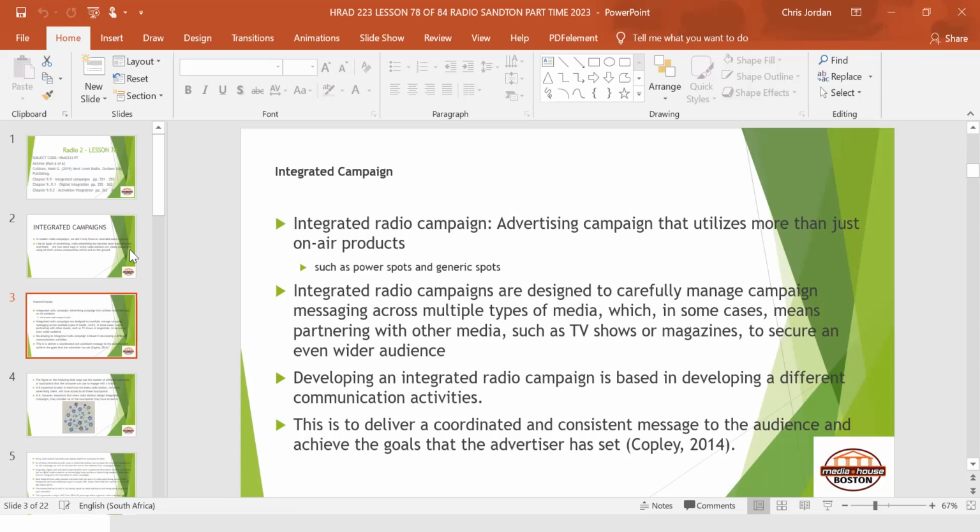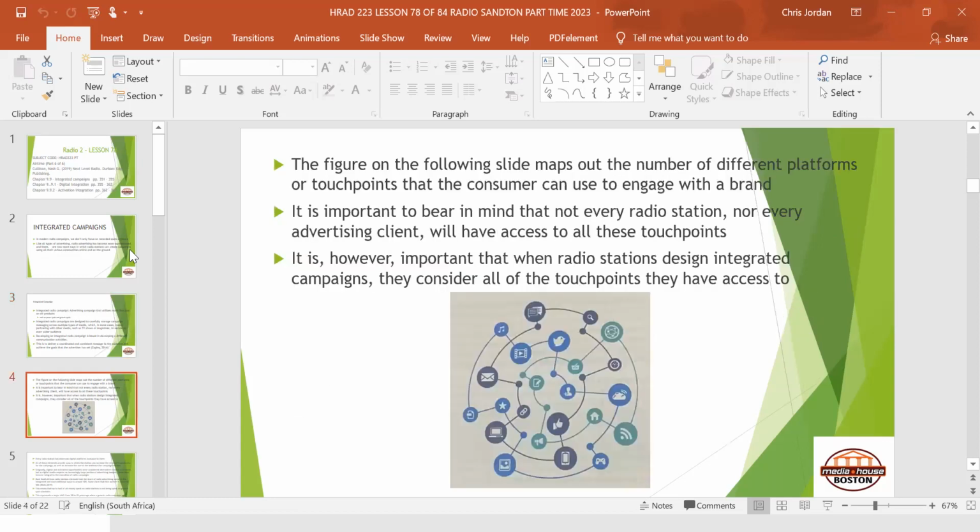So to be able to digest the message that we are telling them is very important. The figure on the following slide maps out the number of different platforms or touch points that the consumer can actually use with different brands, or with their brand, should I say?